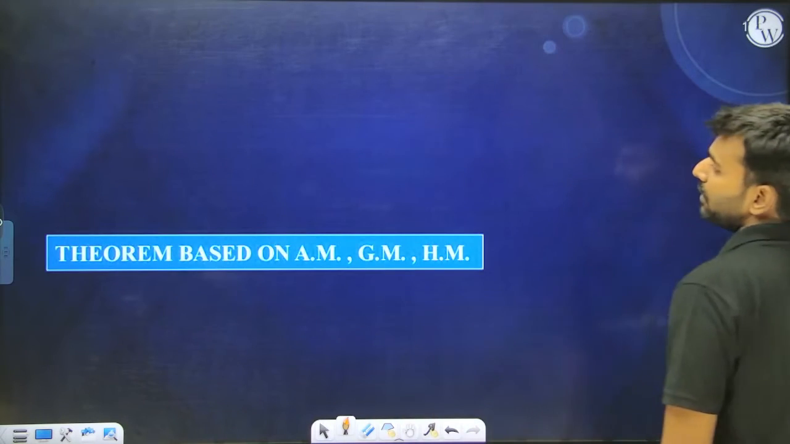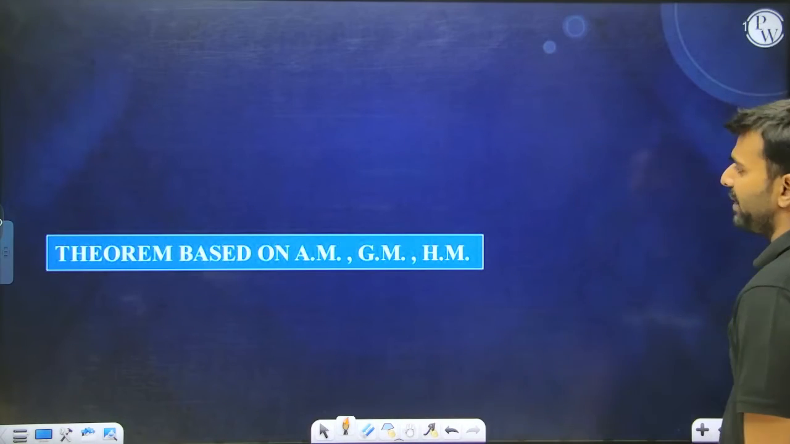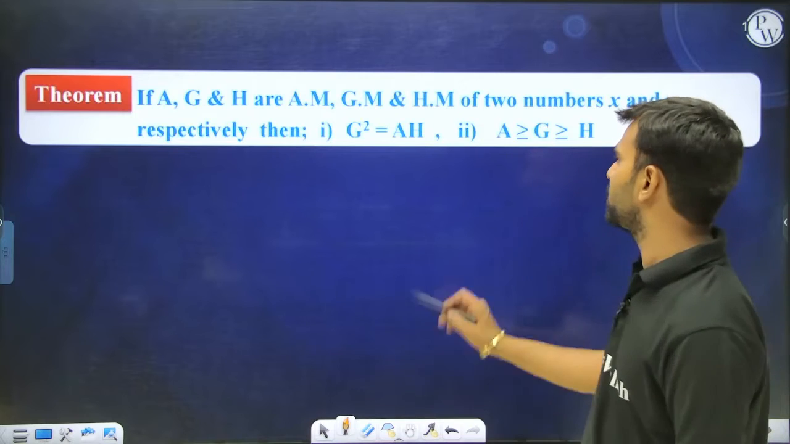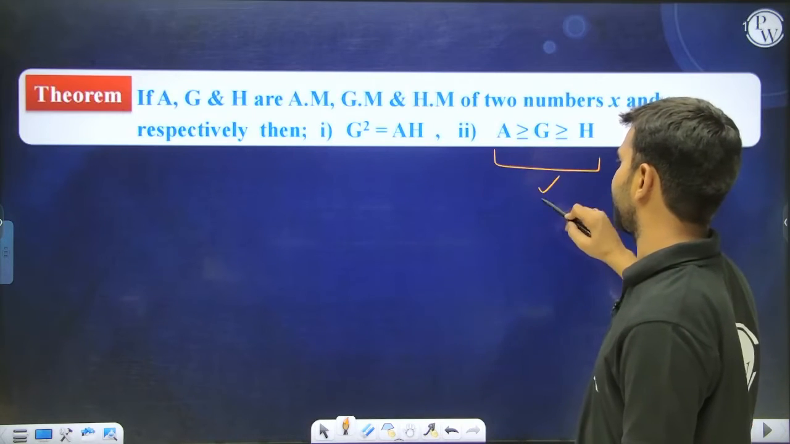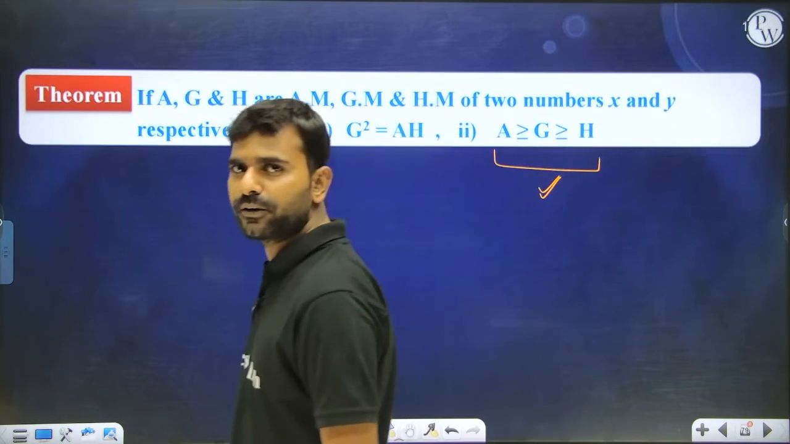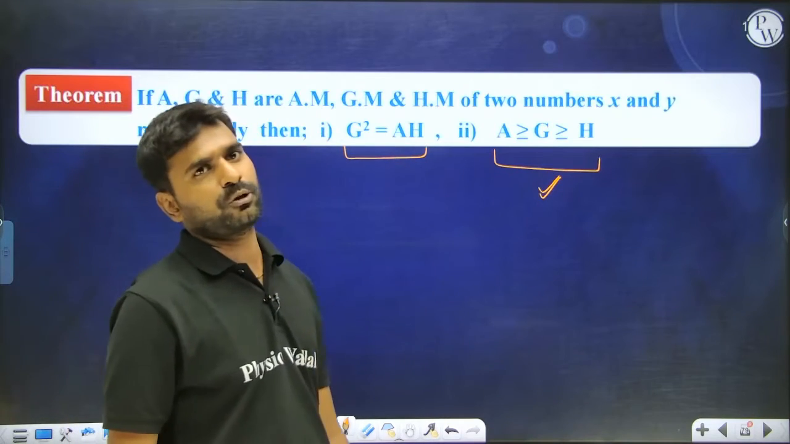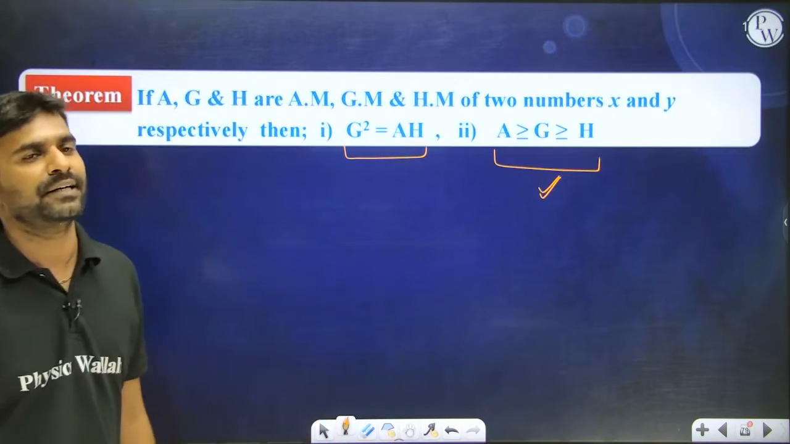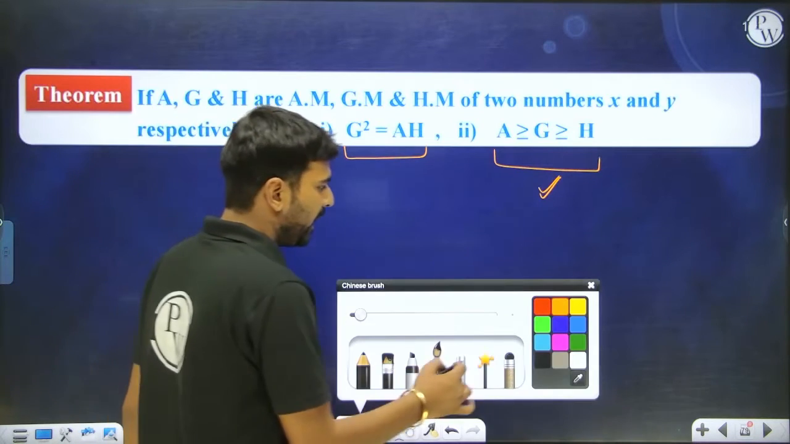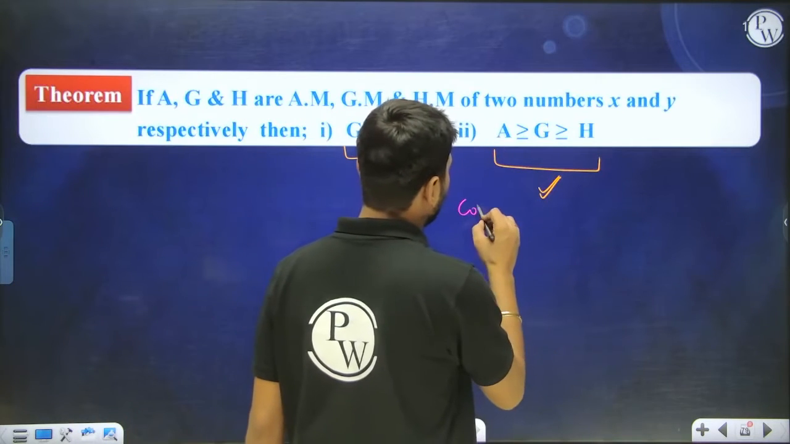Alright. Theorem based on AM, GM and HM, there are two very important results. One thing is arithmetic mean is always greater than or equal to geometric mean, which is always greater than or equal to harmonic mean, and the second thing is G square is equal to AH, meaning geometric mean squared is always equal to arithmetic mean times harmonic mean.